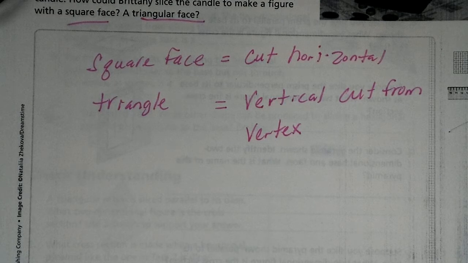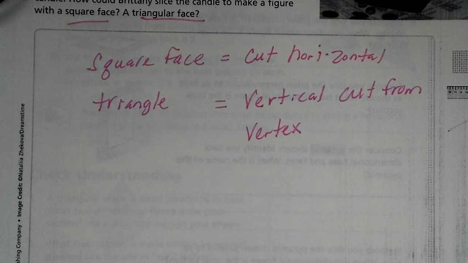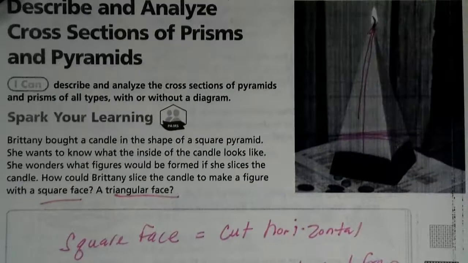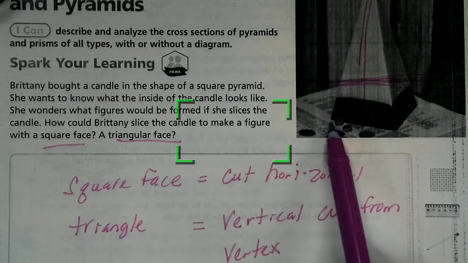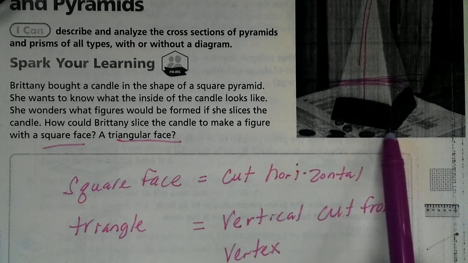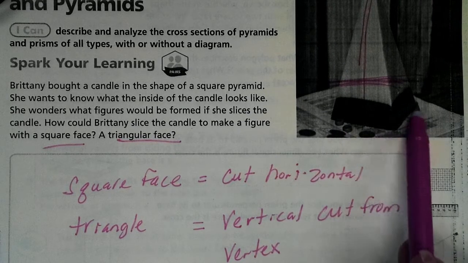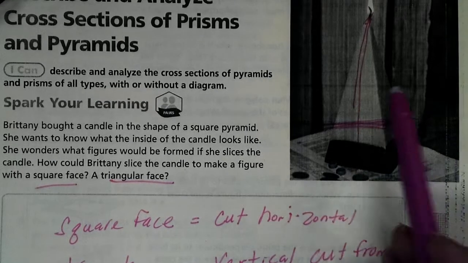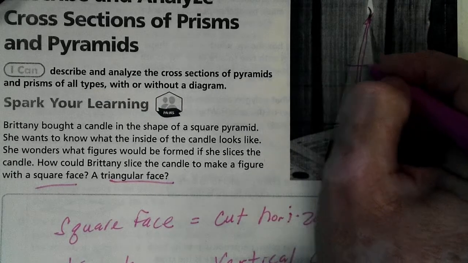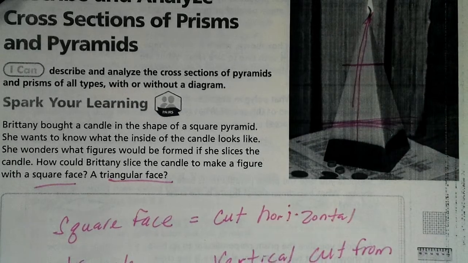All right, so the turn and talk says, how can you move the slice of the candle to get a smaller or larger square face? So what would I need to do? Move the cut higher or lower. Yeah, so if I want it to be almost identical to the base, then I would need to cut lower, right? If I wanted it to be smaller, then I would need to cut it higher.